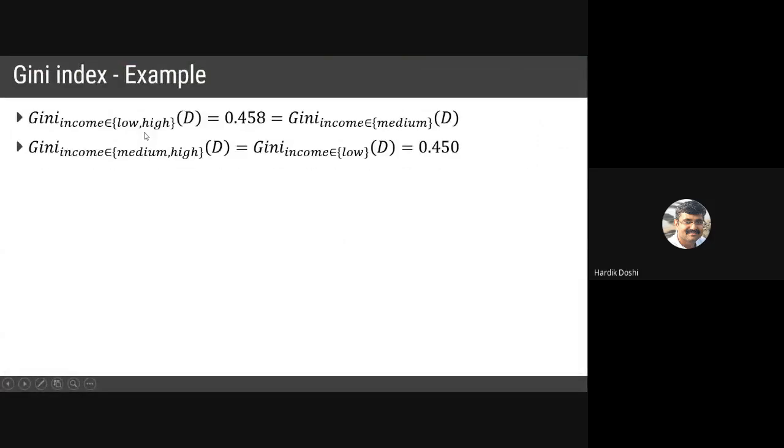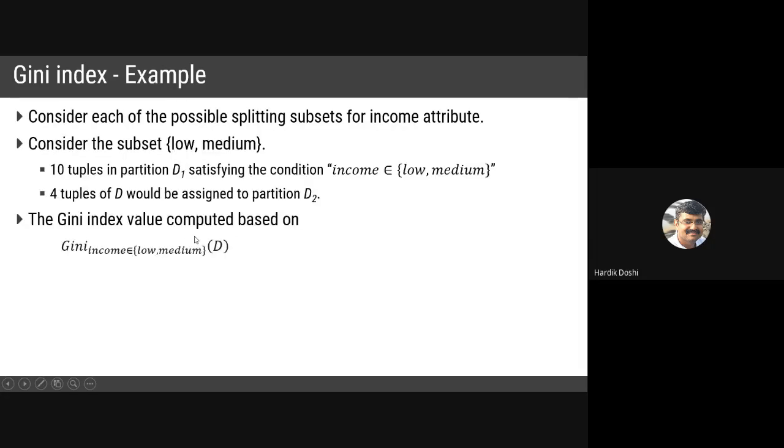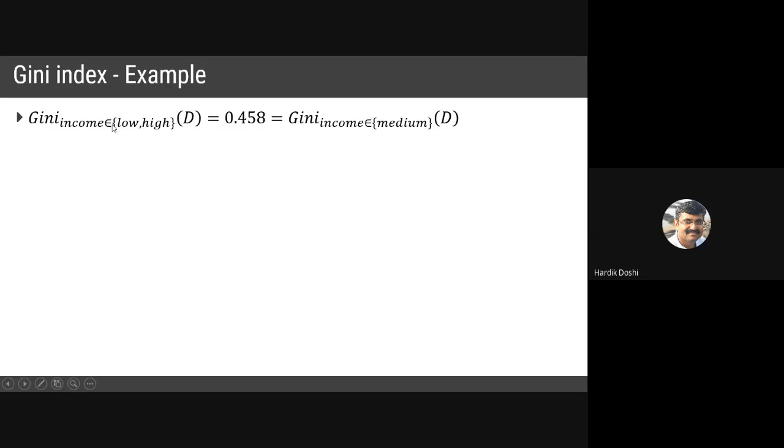So this is the scenario. Over here low high will have medium as the second branch. In the same way, if it is medium high, then the second branch would be low. So the Gini value which we obtain for income low medium is 0.443. Then for high also 0.443. Then low high and medium 0.458. Then medium high and low 0.450. So the smallest value will be taken as the split value. There we can do the branching.